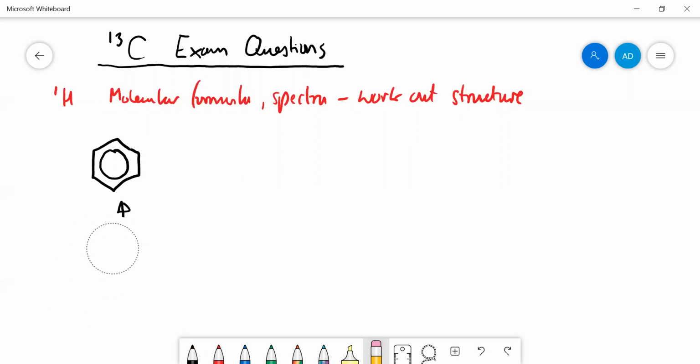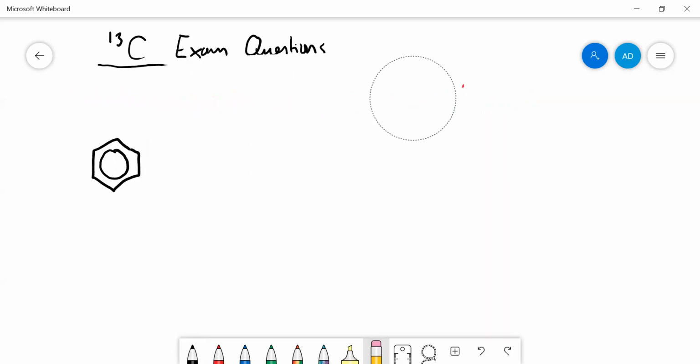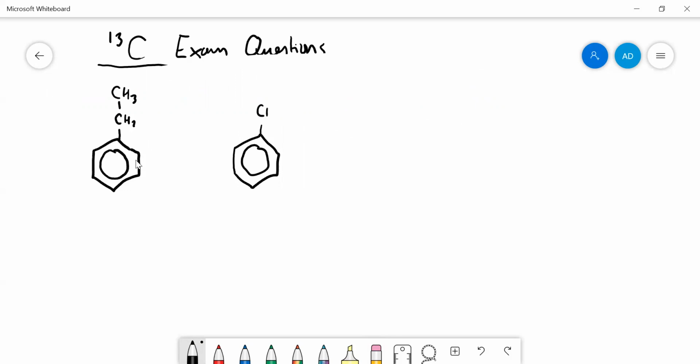Okay, so we've got a benzene ring, and let's say you've got an ethyl group attached to it. So that would be ethyl benzene. Another isomer of that would be a benzene ring where, instead of having an ethyl, you could have 2 methyls. It'd be 1,2-dimethyl benzene.